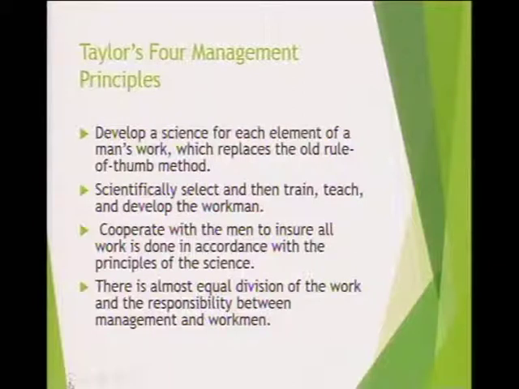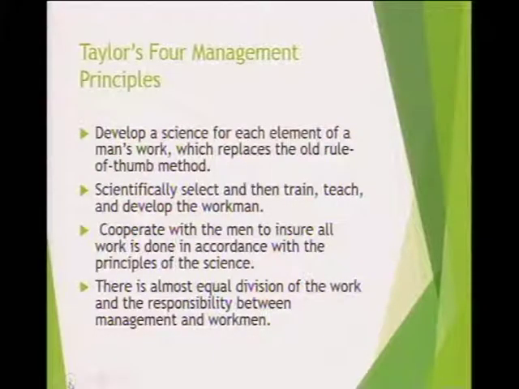One, he says that an organization or the workplace needs to develop a science for each element of a person's work, which replaces the old rule of thumb method, where an employee is told what to do, an employee does not think, an employee is forced to be a jack of all trades. But Frederick Taylor says there has to be some scientific understanding to the enforcement of work, and the description of work, job description, job specification. It has to be backed up by science.